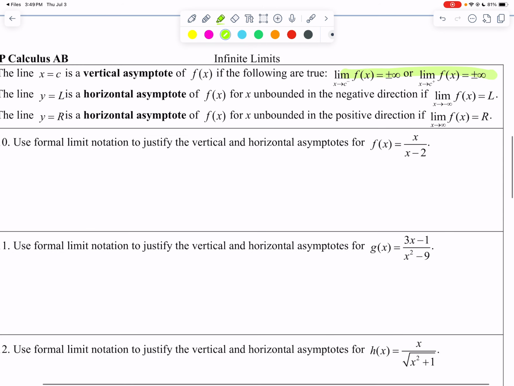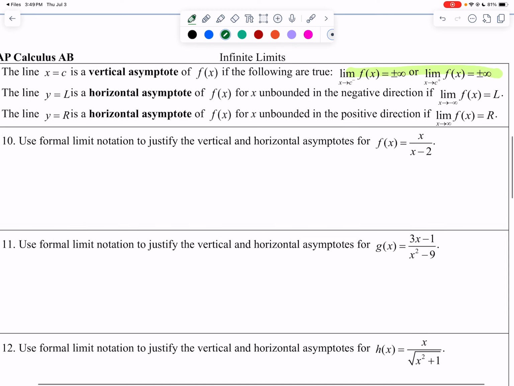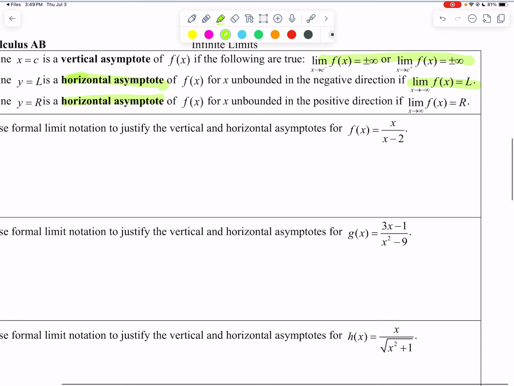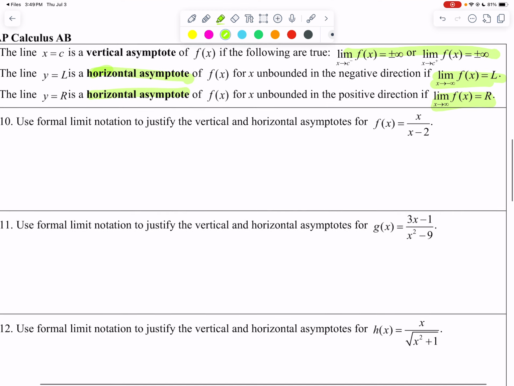So we'll probably pick a small number to the left of c and then a small number to the right of c and see where that gives us. Same thing with our horizontal asymptote. This one right here, we are going to see what happens whenever x approaches negative infinity, and then we are going to see what happens whenever x approaches positive infinity with our horizontal asymptotes.